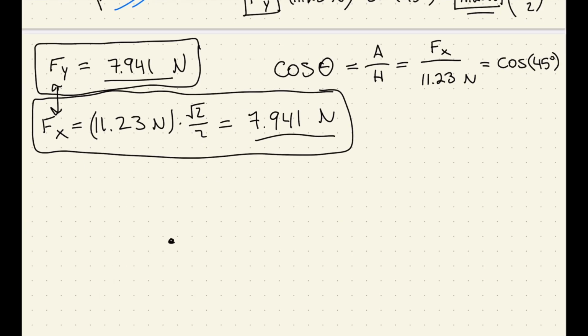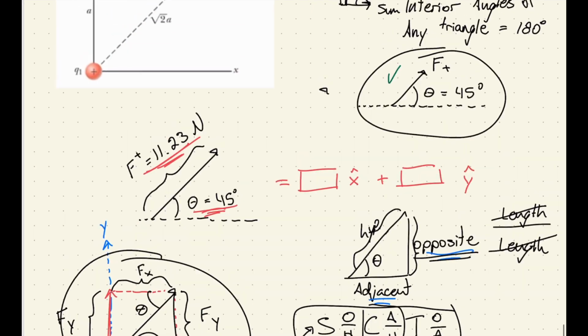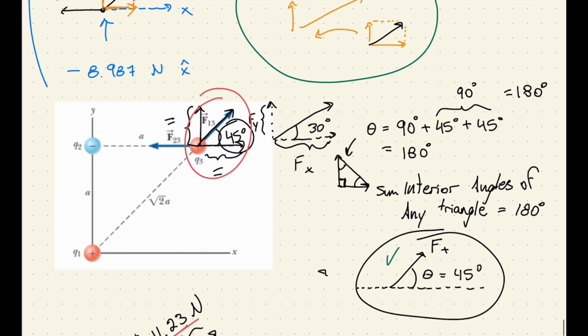Anyway, now let's redraw our free body diagram. We now have two components. This one, F subscript x, is equal to 7.941 newtons. We're talking about force. This one, Fy, equals the same thing, 7.941 newtons. Remember, this was how we broke apart this vector, the positive repulsive force, this vector here.